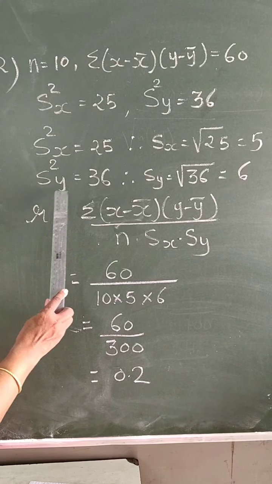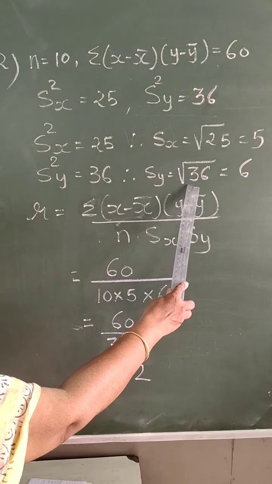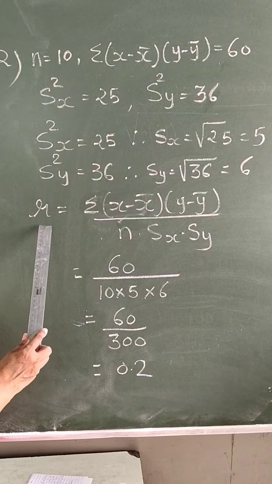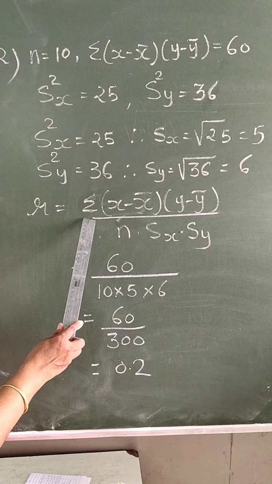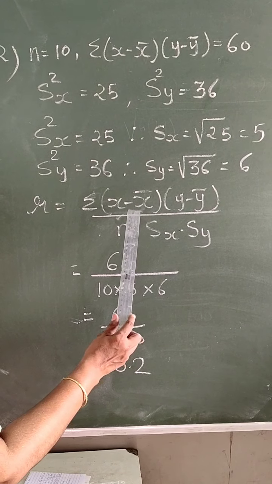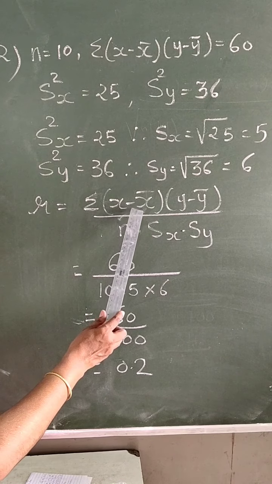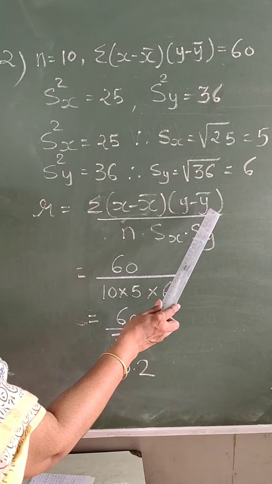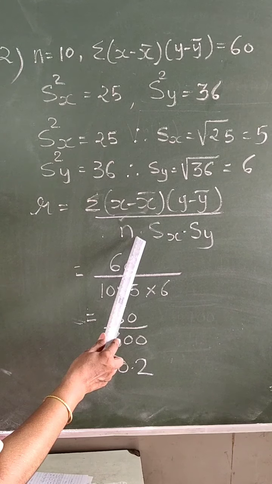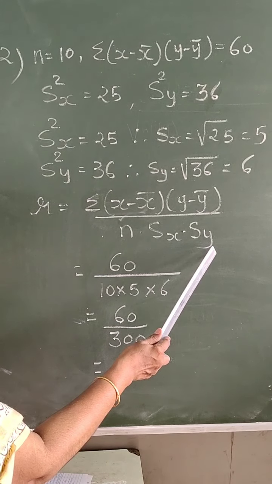Variance of y is 36. Therefore standard deviation of y is root 36, which equals 6. Now we write the formula r equals sigma (x minus x bar) into (y minus y bar), the product of deviations for x taken from x bar and y taken from y bar, divided by n multiplied by standard deviation of x into standard deviation of y.